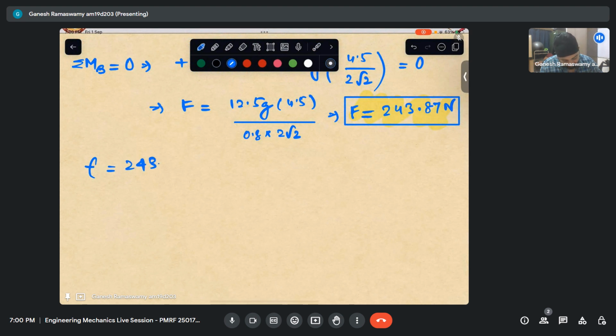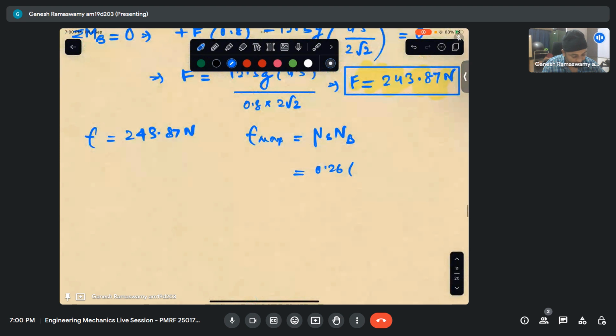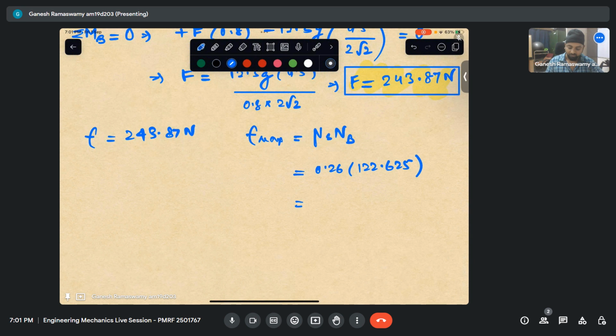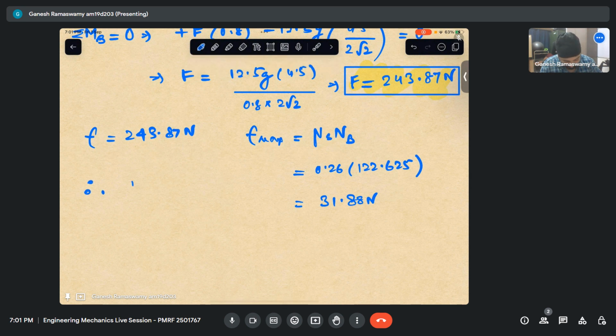243.87 Newton. And what is f max? f max is mu s n, which is 0.26 into 122.625. So we can see that it comes out to be 31.88 Newton, which is clearly a violation. So f is not less than or equal to f max. Therefore, this will no longer hold good.